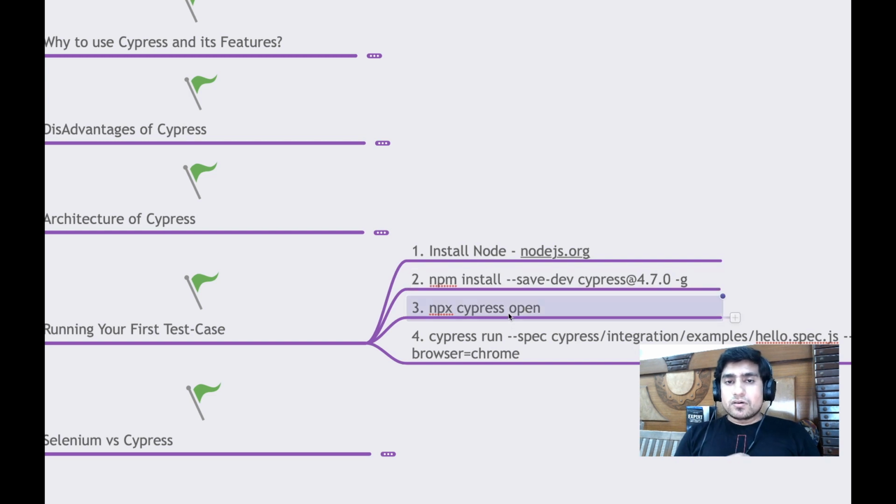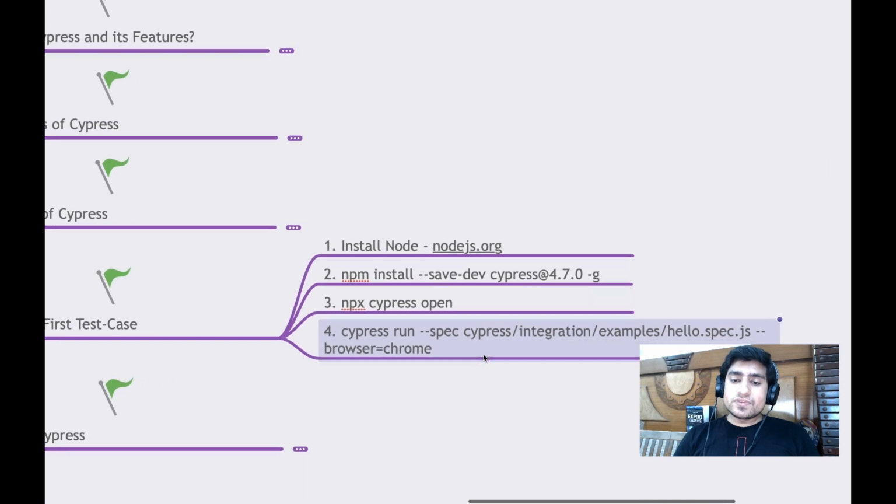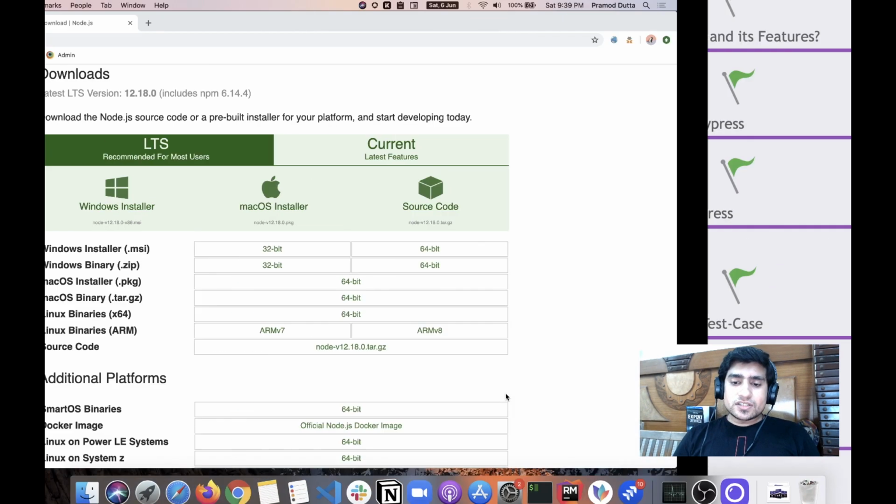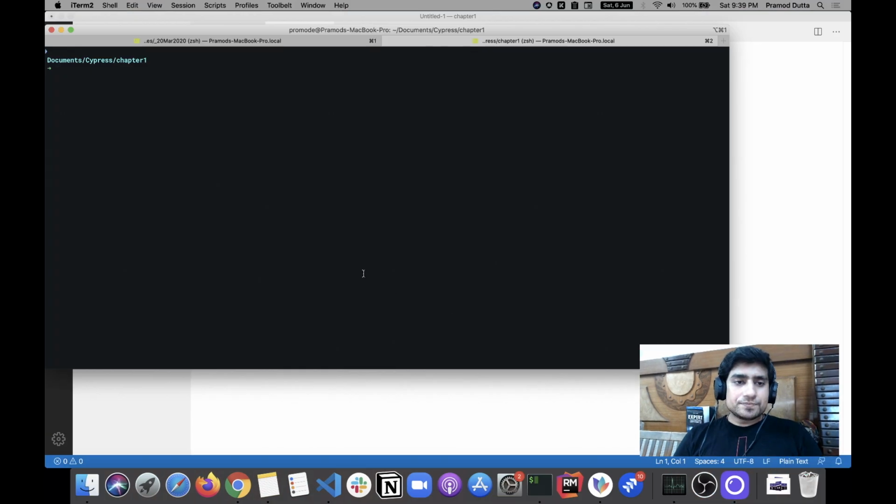Now to create a new project, you need to type npx cypress open, which will basically create a dummy Cypress project for you, right? And here you can run with this command. I'm going to put everything in the description, so don't worry about it. So let's go to the console and see it practically. I have already made a demo for you, but I'm going to do it again.